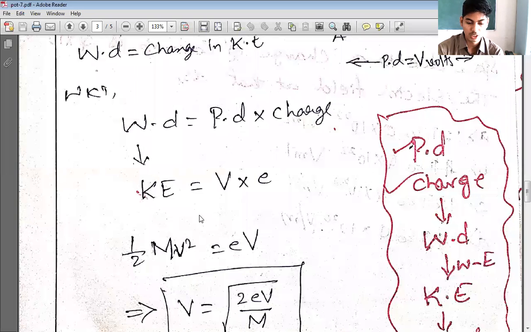Work done is actually change in kinetic energy. I have just written final kinetic energy, half mv square. I have not written initial kinetic energy. Why? Because it is zero. Initial kinetic energy is zero, the particle is initially at rest. So half mv square is equal to EV.